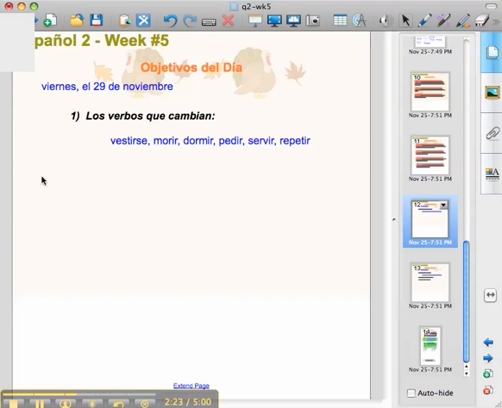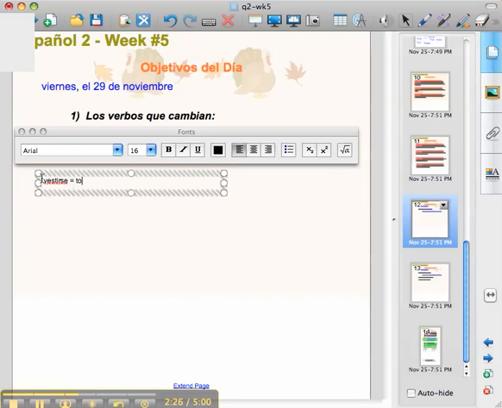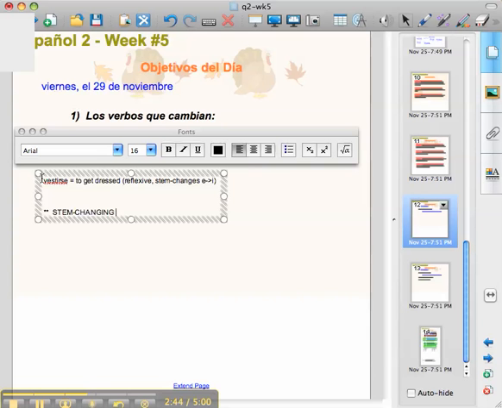So, for example, you have vestirse, which means to get dressed. Now, normally, we know this is reflexive, and its stem changes E to I, okay? Now, stem changing, and this is a really critical concept, only occurs in the present tense. We are not in the present tense. We are talking about the preterite tense, okay? So there is no stem changing that takes place here, but there are some spelling issues that are similar to stem changing.